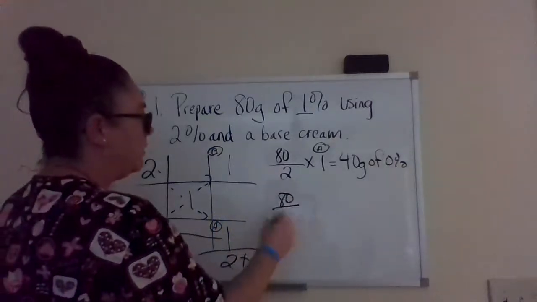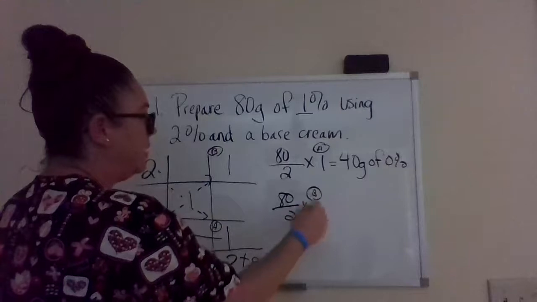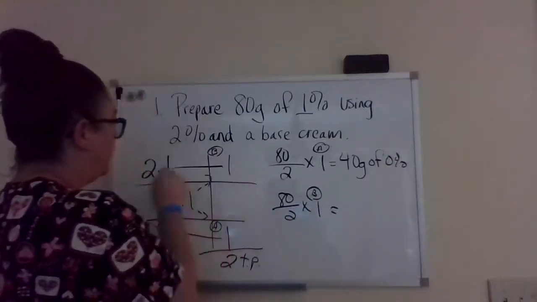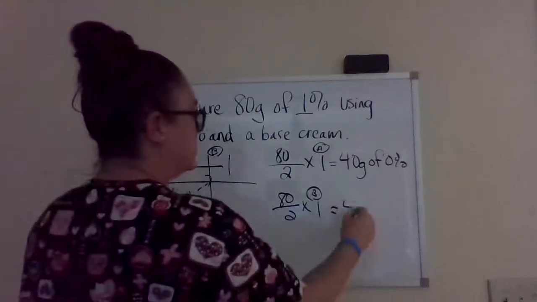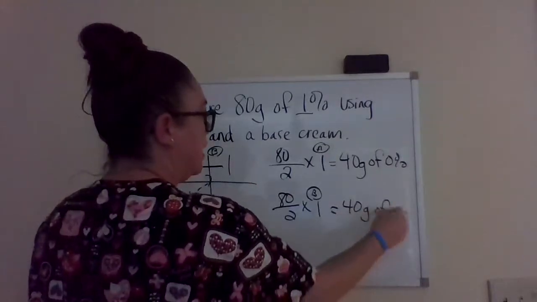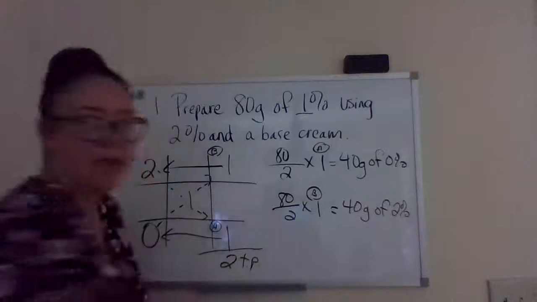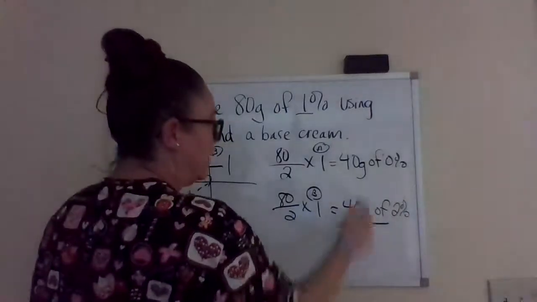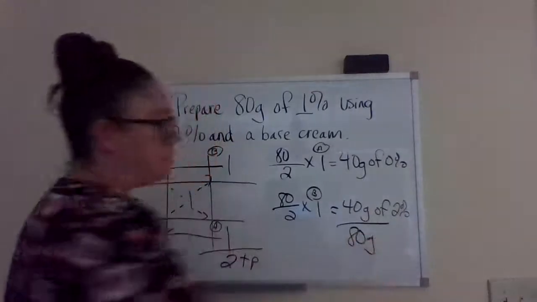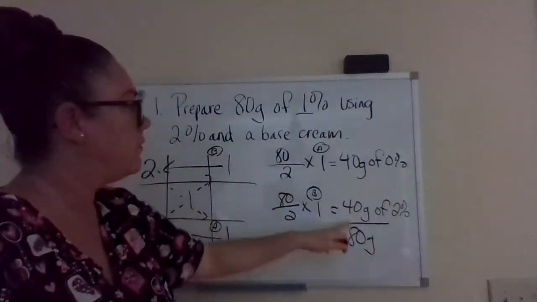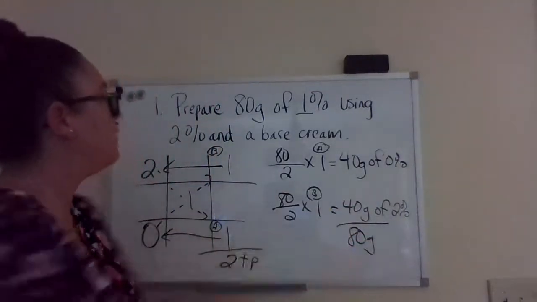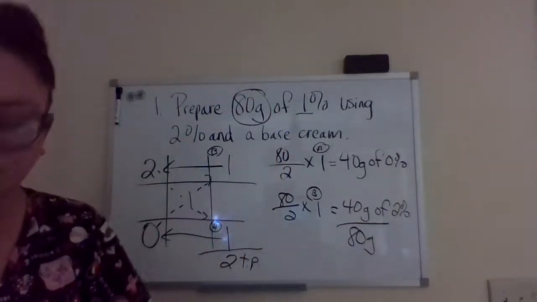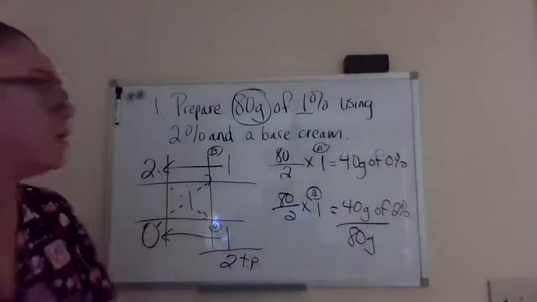So when we do 80 divided by 2 times B, which again is 1, here, that represents the 2. So we still get 40 grams of 2%. Now the way to check yourself is adding what you get. So adding your two answers, 40 grams plus 40 grams is 80 grams, which is the quantity that we are trying to make, okay? So we're going to do a couple more.